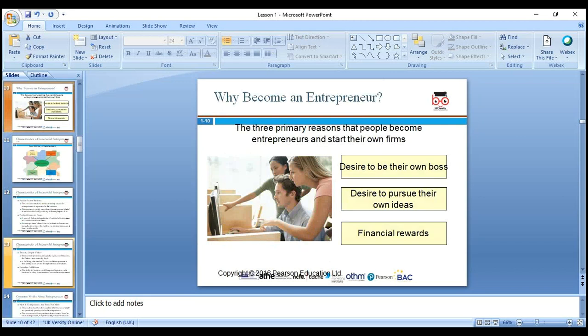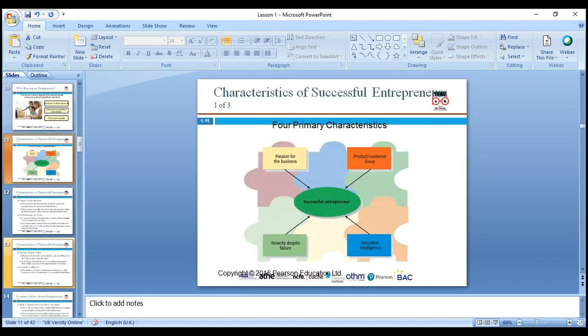Why become an entrepreneur? There are three primary reasons people want to become entrepreneurs: the desire to be their own boss, the desire to pursue their own ideas, and, at the end of the day, financial reward, because they want more reward out of it. So these are the main three reasons.